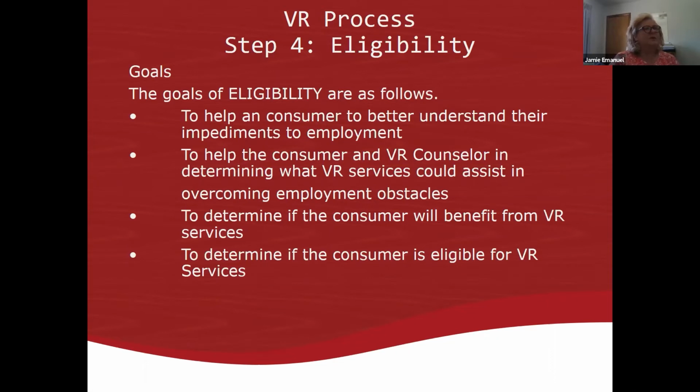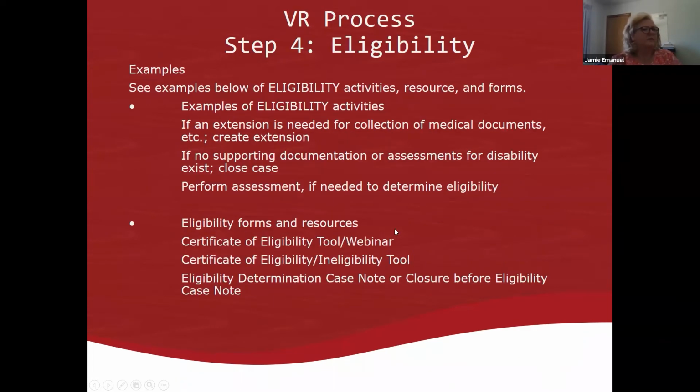We also want to determine if the consumer will benefit from VR services. As we said earlier, they may have a disability, but will they benefit from VR services? You know, not every person that has a disability will benefit from services. And also, to complete the eligibility determination, we have to determine that this consumer is eligible for VR services. And so, different examples and activities, forms, things like that, that revolve around eligibility activities.